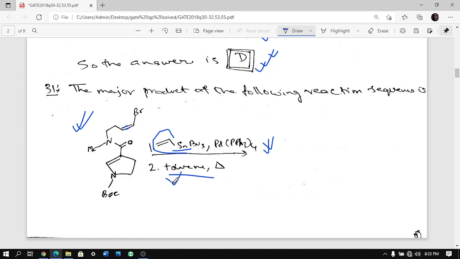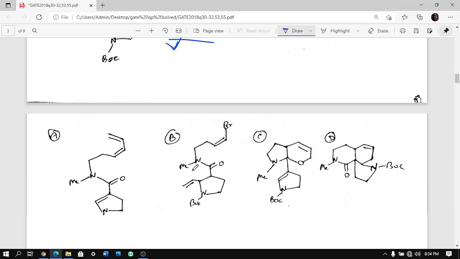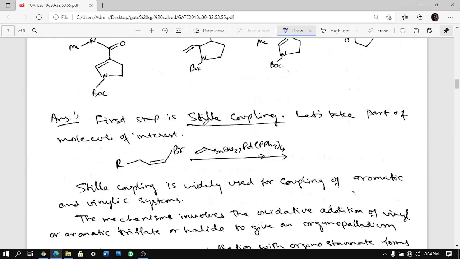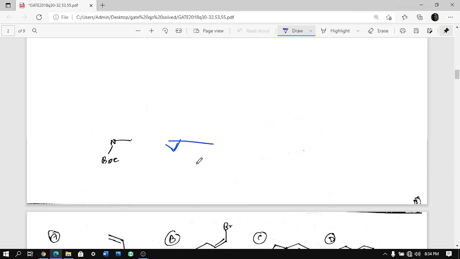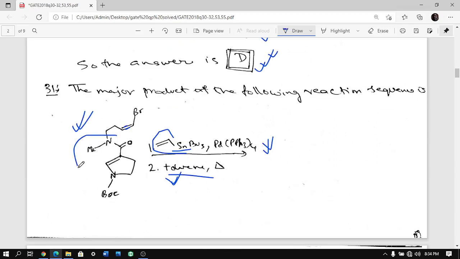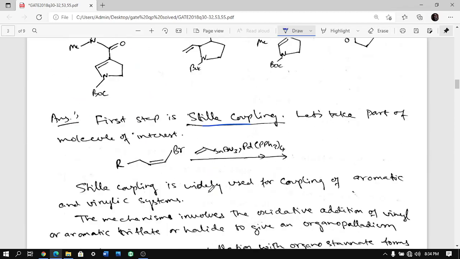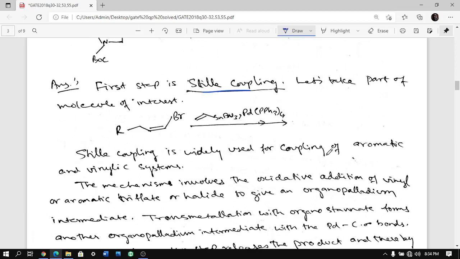Toluene, as you know, is non-reactive, so it is a solvent. So let's see what happens. The first step is called Stille coupling. If you see in the reactant, this part is not needed in the beginning. What we need is vinyl bromide, which is reacting with your vinyl tin complex. What Stille coupling does is, it basically couples an aromatic and vinylic system, aromatic and aromatic system, or vinylic and vinylic system. So here it is coupling both the vinyl groups.